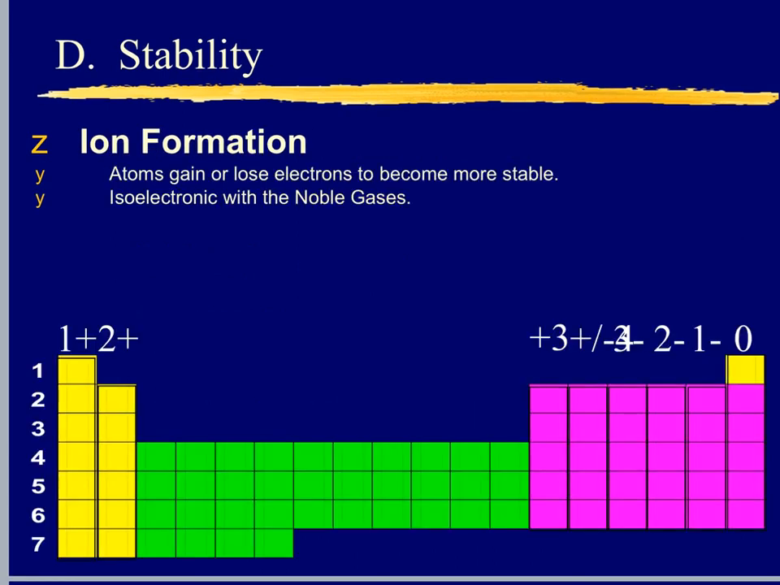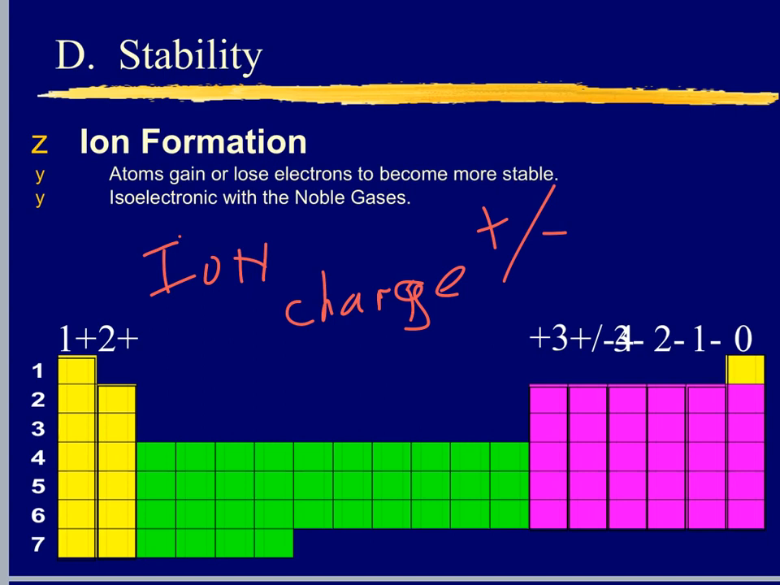And the reason you need to know your ions is because you're going to be able to tell which elements are going to be able to bond with another element. Remember that an ion is any element that has a charge, whether it's a positive charge or a negative charge. Doesn't matter. They're both ions.